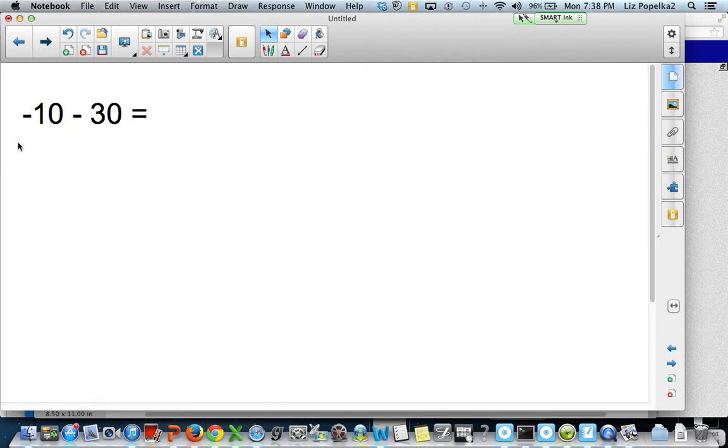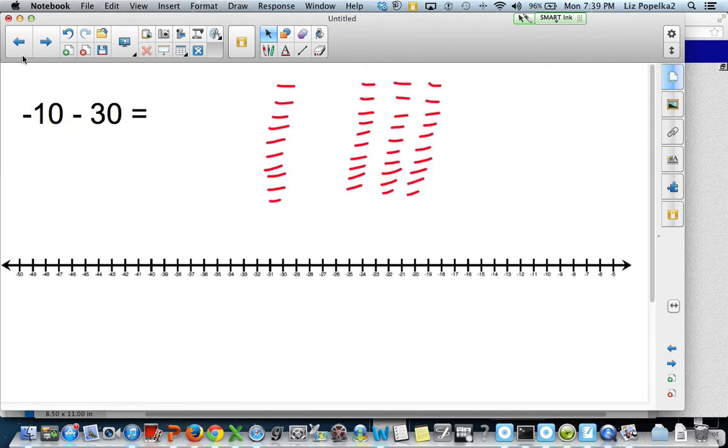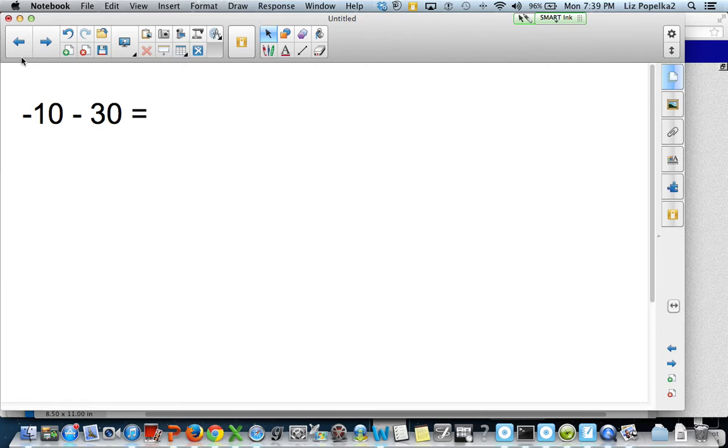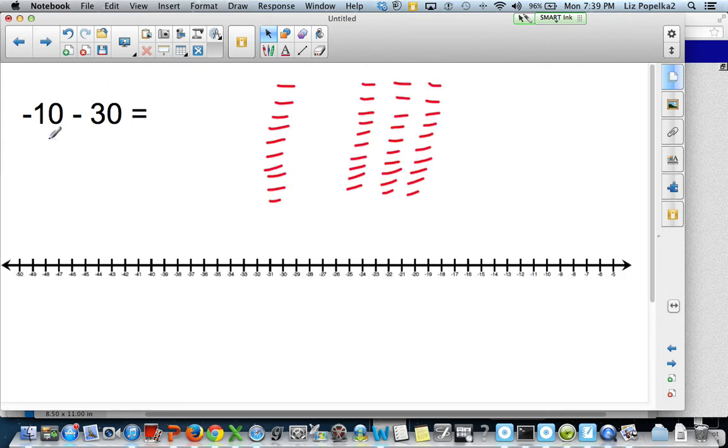Next one, take a moment, pause the video if you like. Well, actually, you need to. Pause the video, try to work it on your own, then restart the video when you're ready to check your answer. I'm going to go ahead and work it. So I'm going to use a number line first.